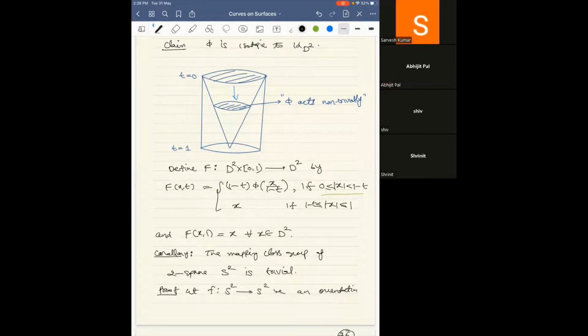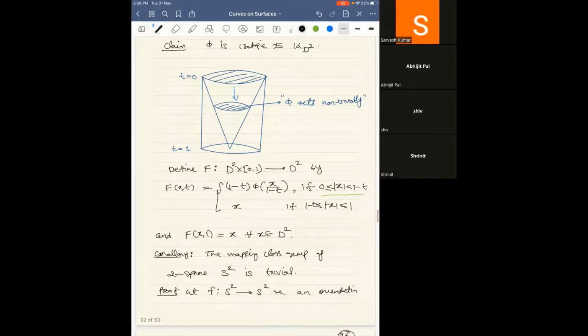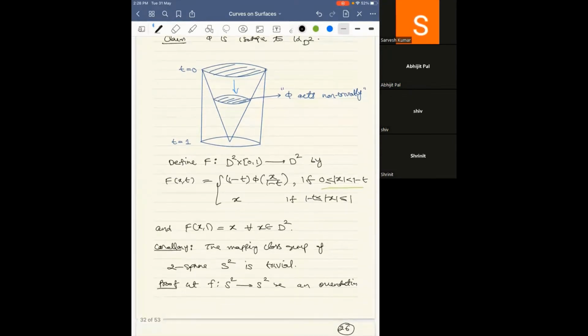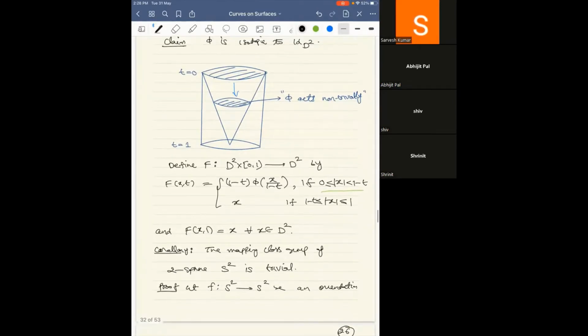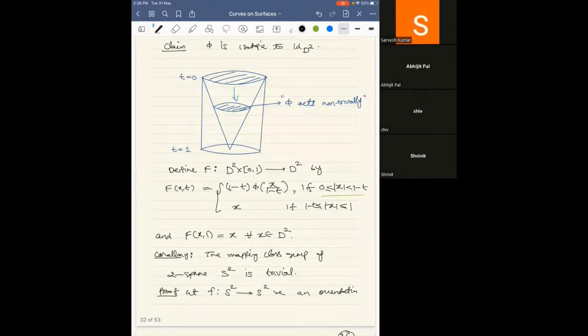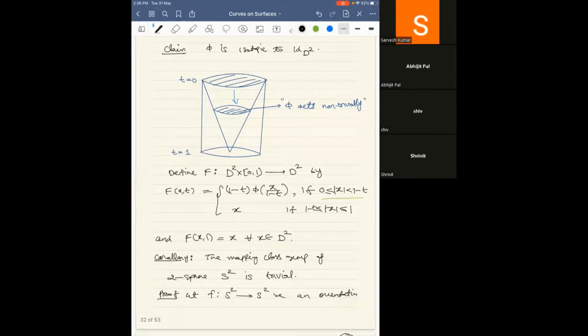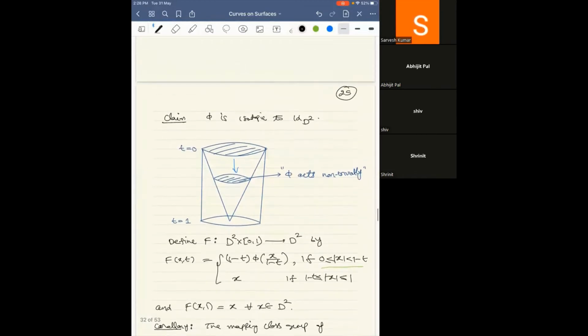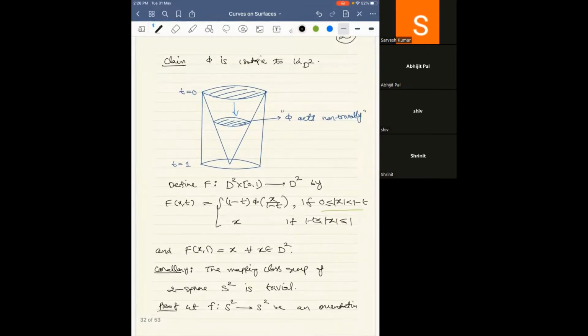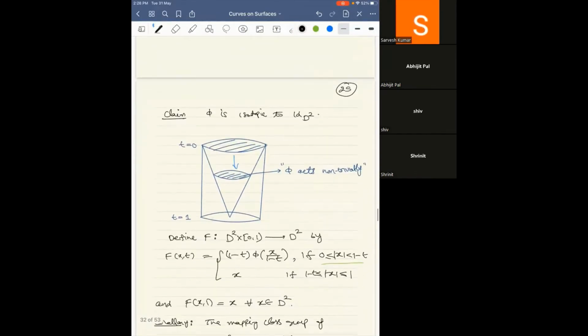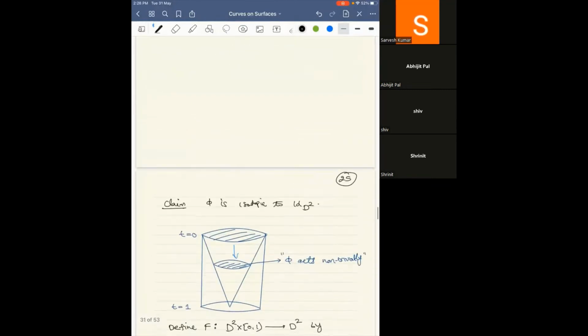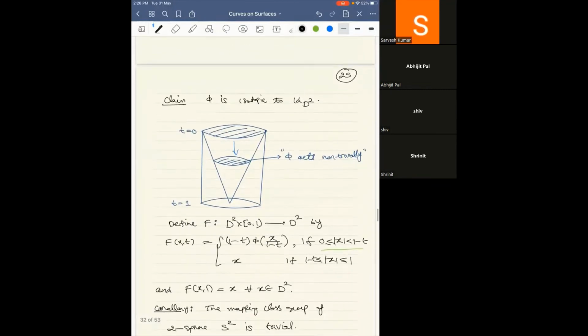So it should fix the point, the center point, right? Which one? The origin. Yes. So we are assuming that. Which one? Where? So it starts. It starts from here, right? So it is f, right? Yes. So it fixes the center of this disk. We have to assume that, right?